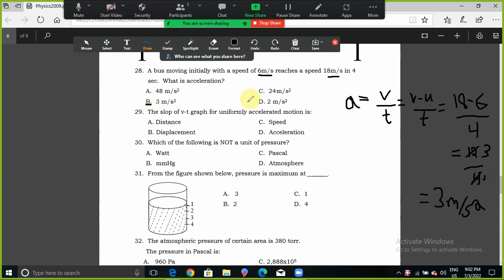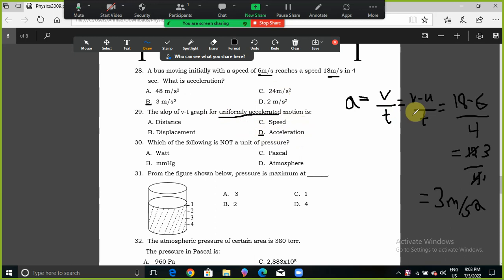Okay, now in question number 29, the slope of the VT graph for a uniformly accelerated motion is what? Distance, displacement, speed, or acceleration? It says uniformly accelerated motion, so acceleration is constant. So the answer for question number 29 is D.